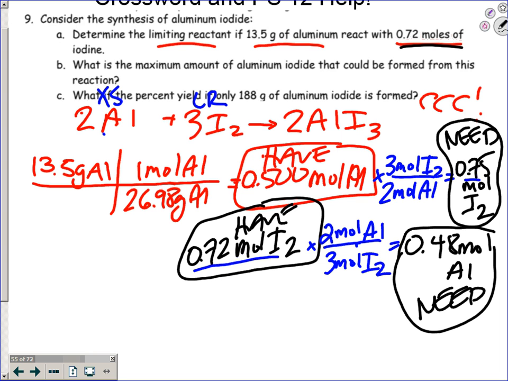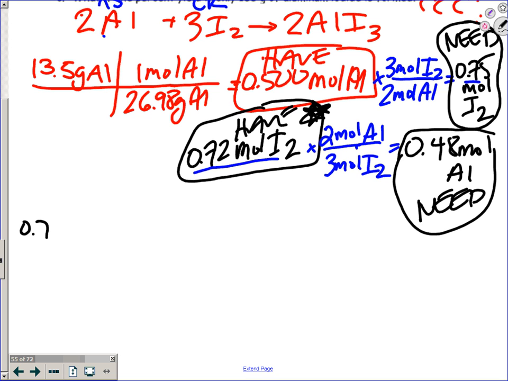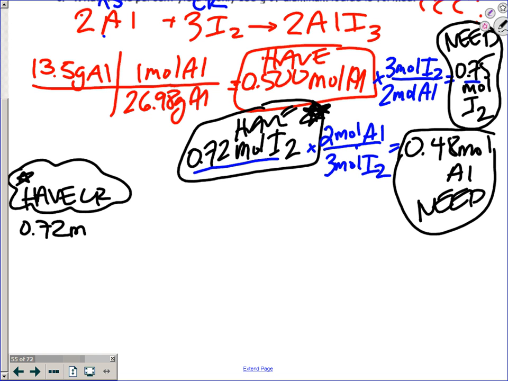I can't have two of them. I can't really work with two things. I've got to work with one thing. So which of these things matters? The have. The have of which one? Iodine, right? This is my starting point right here. So 0.72 moles. Whatever the have of the LR is, that is my given, my starting point.